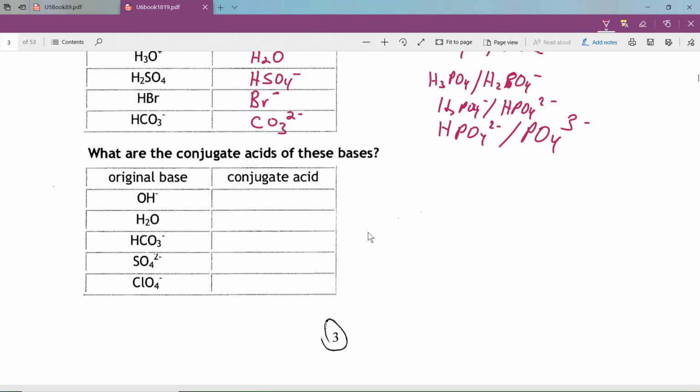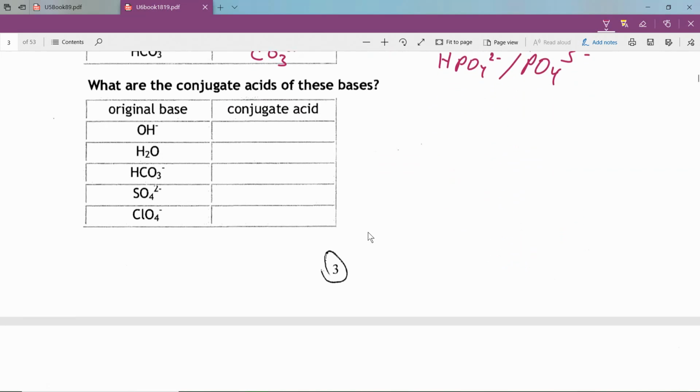Okay, now we have here, what are the conjugate acids of these bases? Well, I have a base with OH-, so the conjugate acid, I'm going to add a H plus to that, and I get H2O. These are the easier ones, right? It's always easier to add something than to take something away, right? H2O, I add an H plus to that, and I get H3O plus.